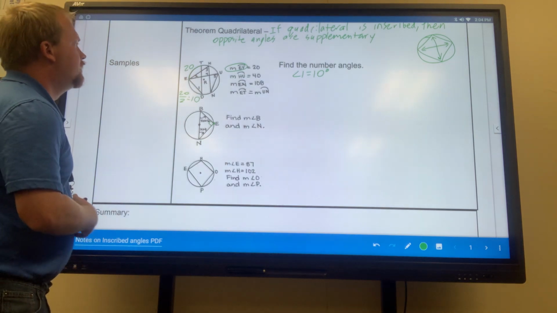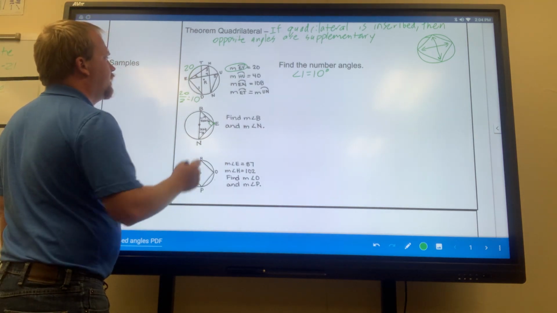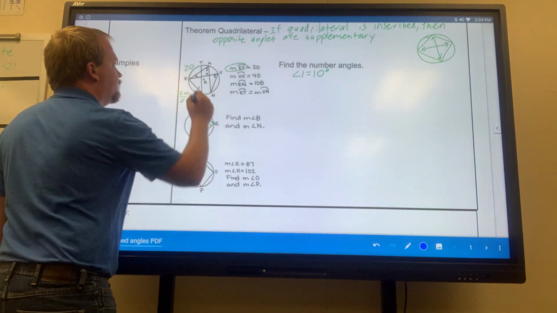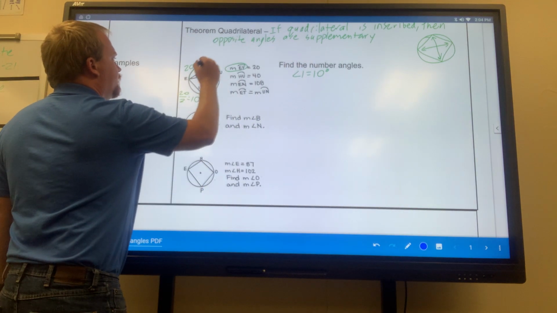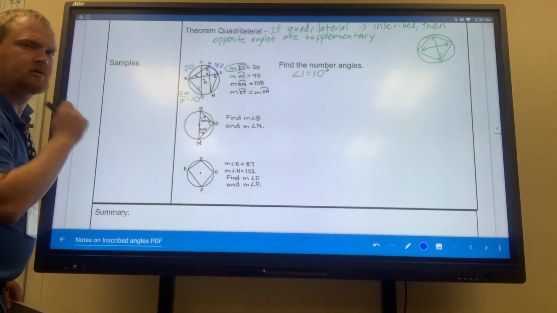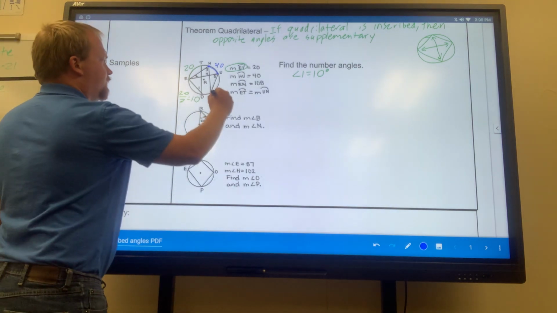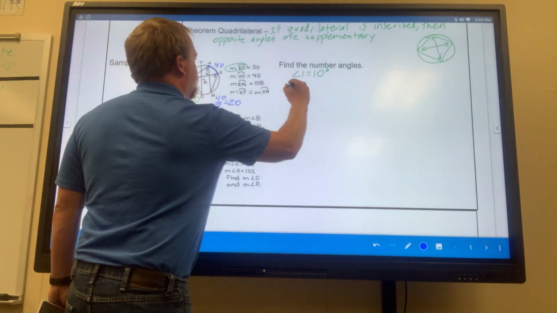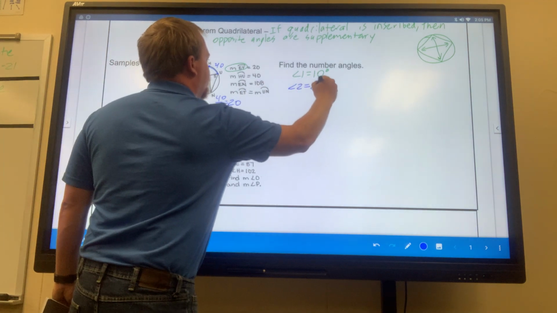Now, what about angle 2? Well, if I look at angle 2, I'm going to make it a different color. Angle 2 happens to intercept HU, which is about 40. So that means 40 divided by 2 is 20. So angle 2 is 20 degrees.